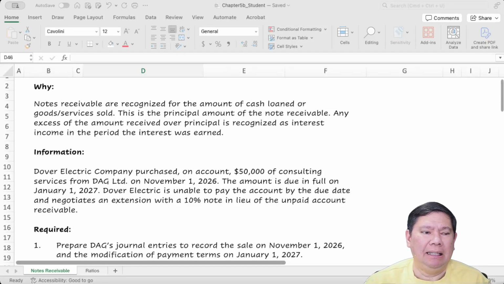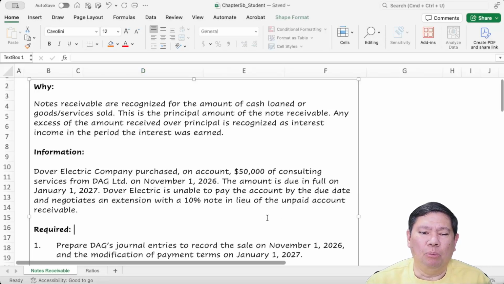Hello everyone. In this video, we're going to look at notes receivable. It's a more formal receivable and it's not coming from the day-to-day transaction with the customers, but it can also be used to replace accounts receivables. And this is the example we're going to see. So notes receivable has a principal and the interest must be recognized within an accounting period.